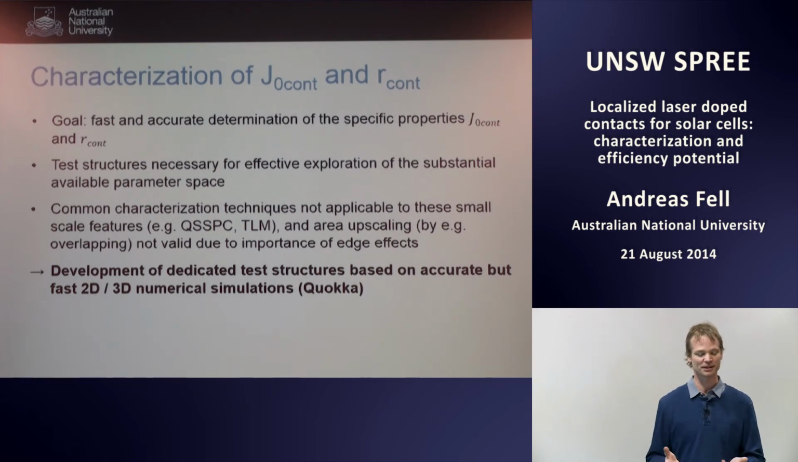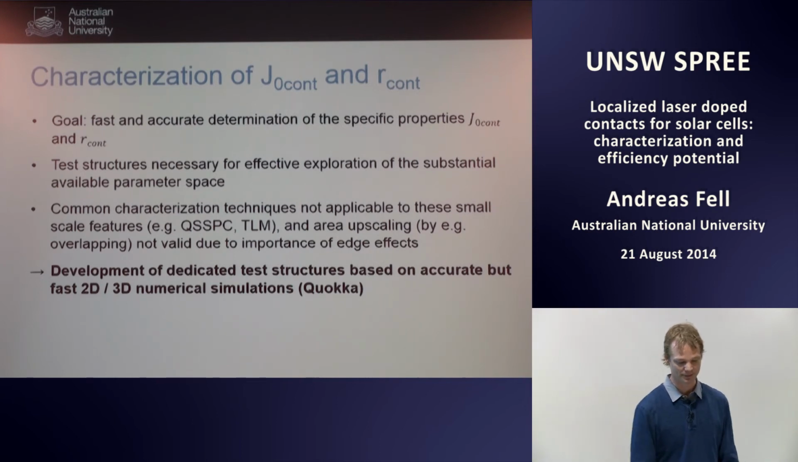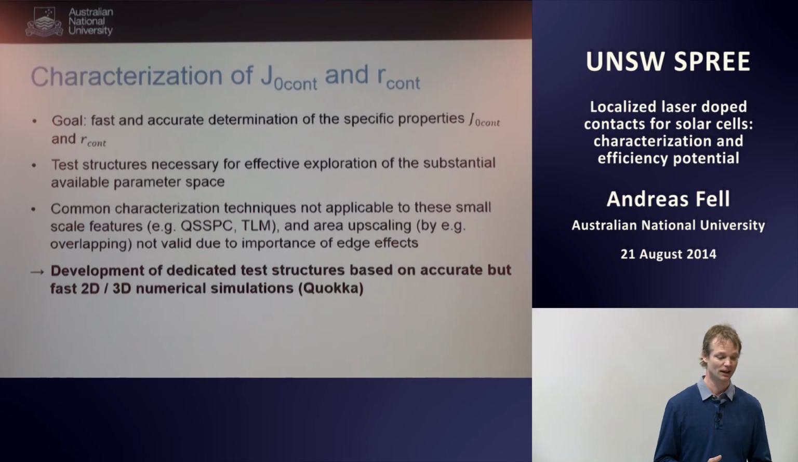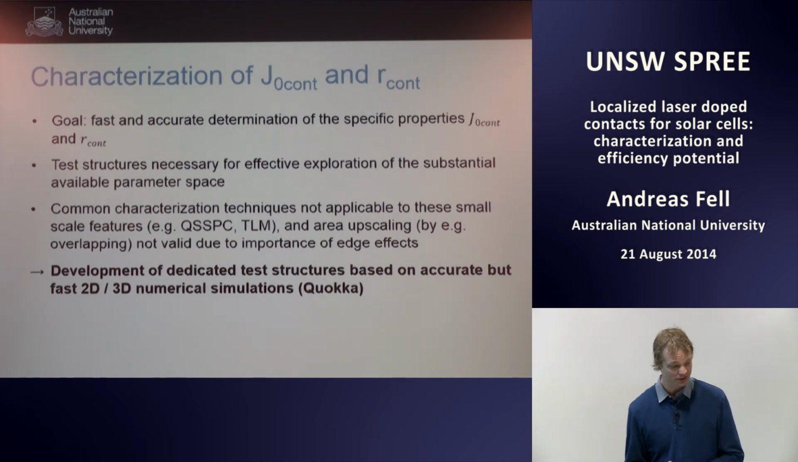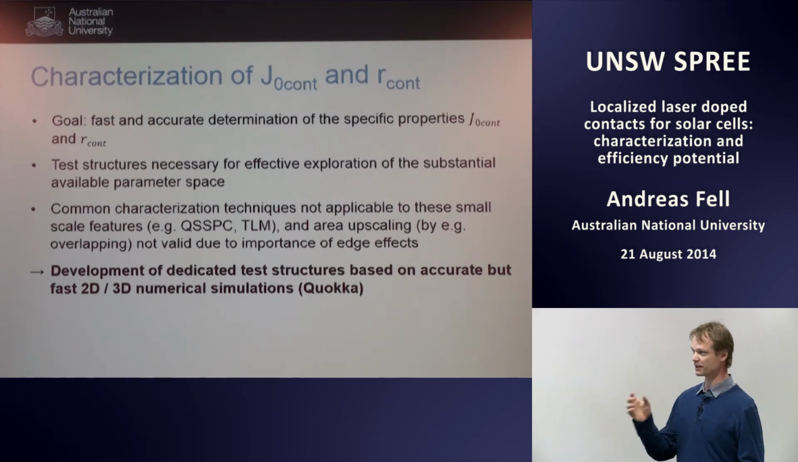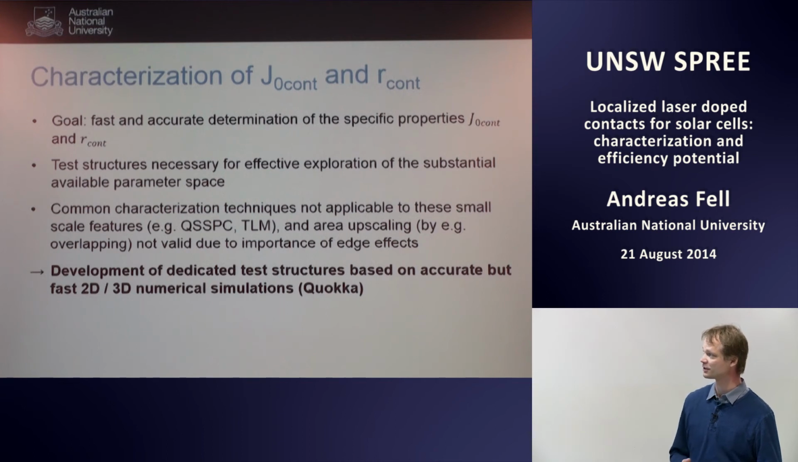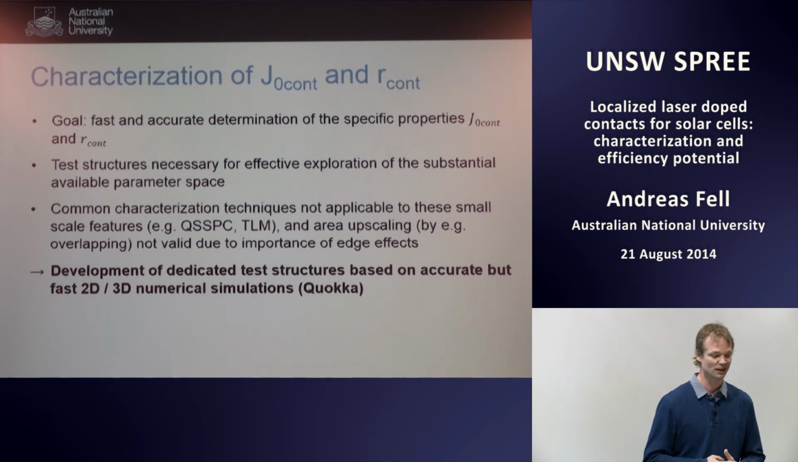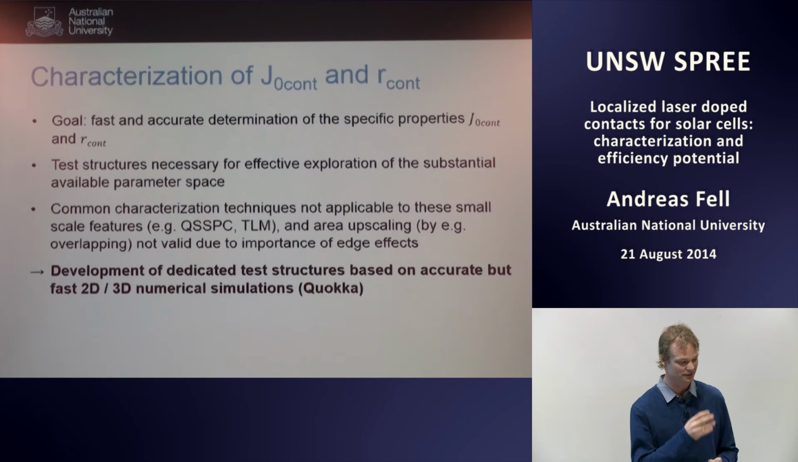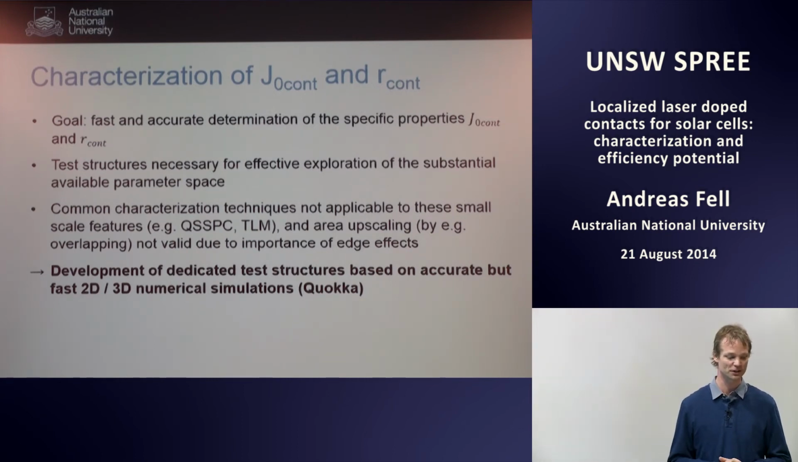Because you can't create a whole solar cell for each parameter, you would never succeed. So you want to ideally inspect hundreds of parameters, because there are quite a few things you can vary in a single experiment, which you can't do at the solar cell level. So we need to have test structures, and this was actually the biggest part of the work until now, to develop those test structures, because the common characterization techniques do not work well or not at all for localized features.